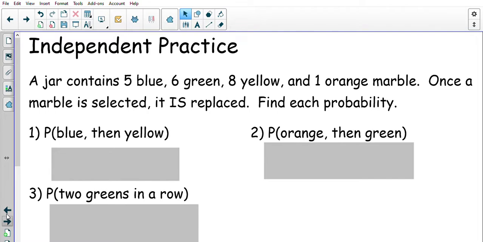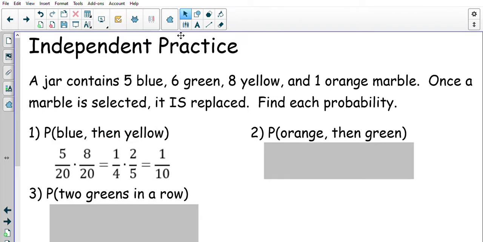All right, hopefully you tried these three independent practice questions. A jar contains 5 blue, 6 green, 8 yellow, and 1 orange marble. Once a marble is selected, it is replaced. That means this is independent probability. Find each probability. So probability of blue, then yellow.